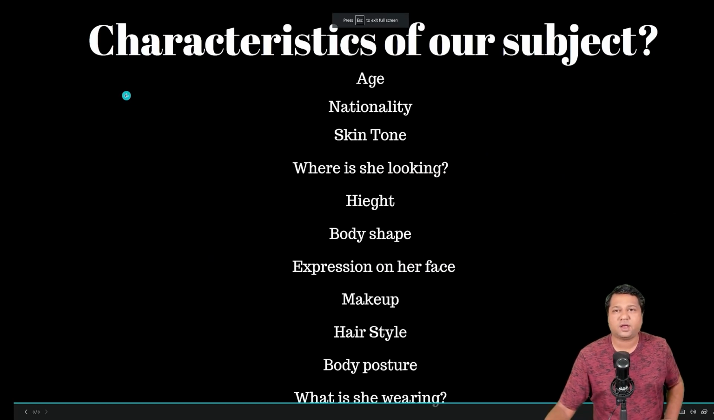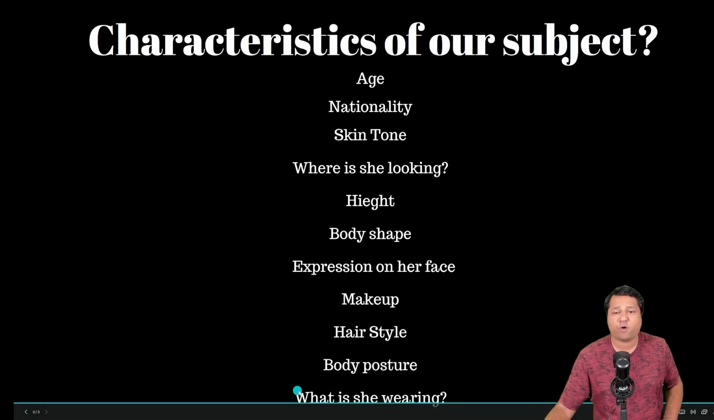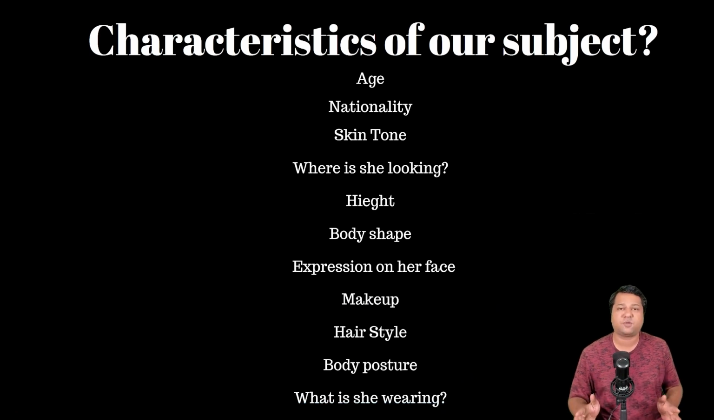So what are the characteristics of our subject? What I mean is, what is her age, nationality, skin tone, where is she looking, height, body shape, expression on her face, makeup, hairstyle, body posture, what is she wearing. So there can be many more characteristics, but for this particular example, we will stick to these.